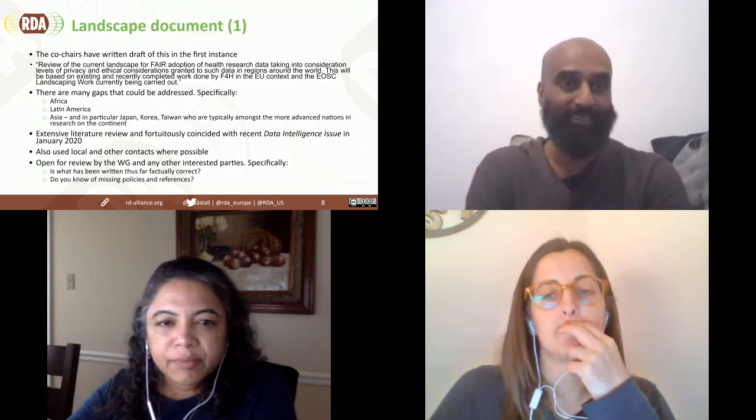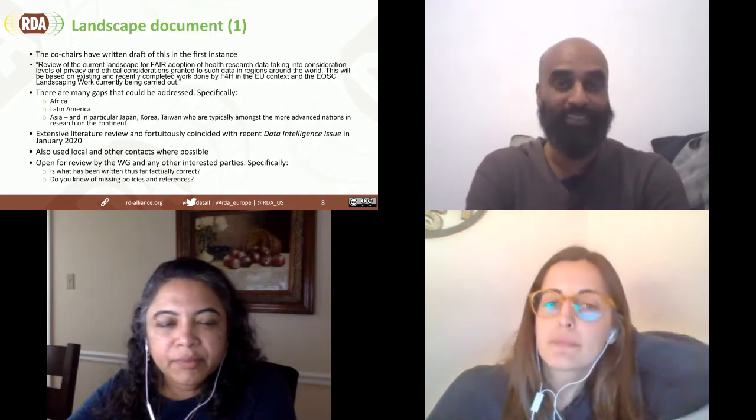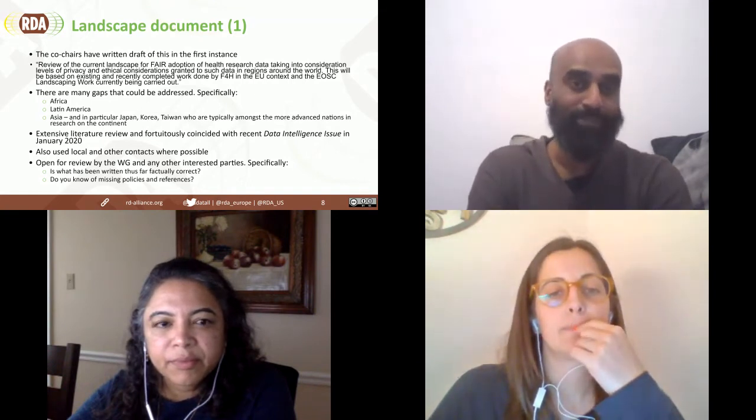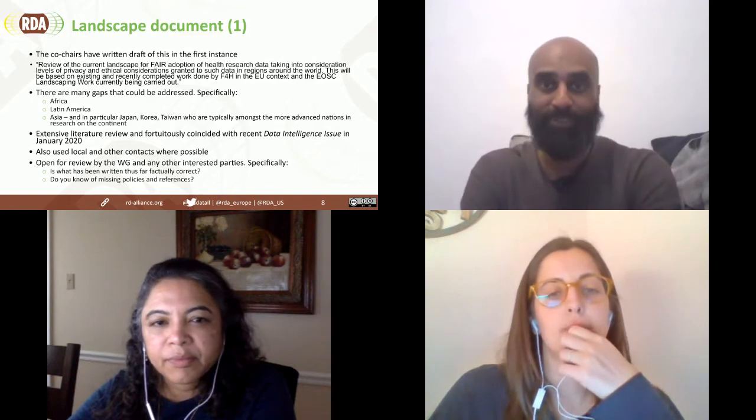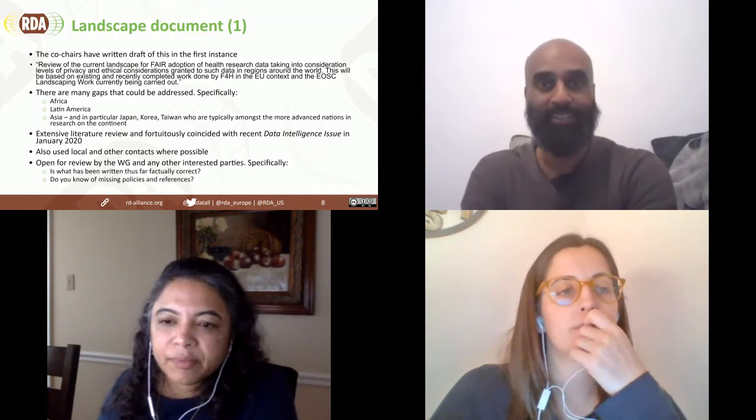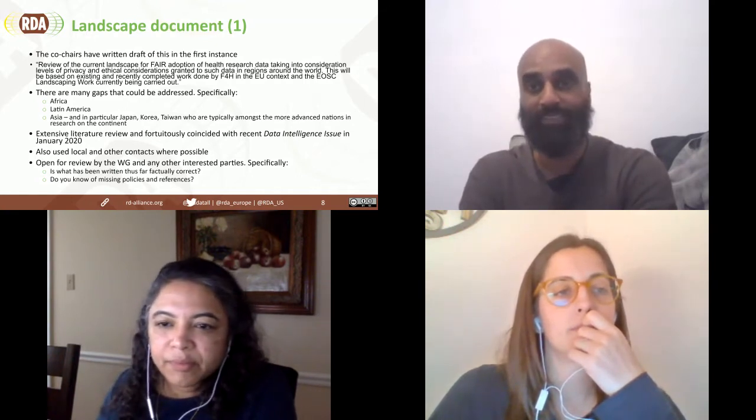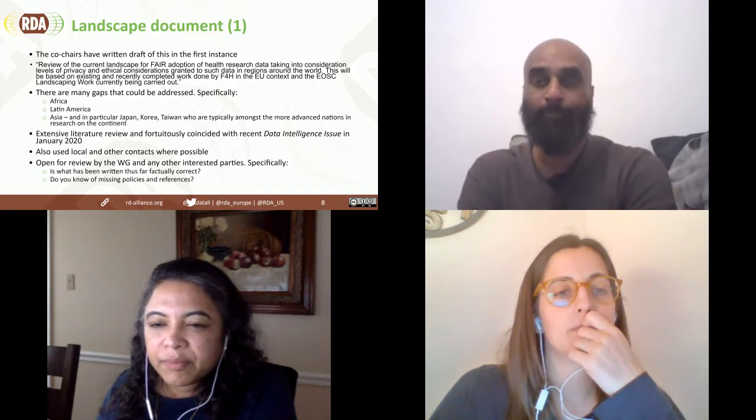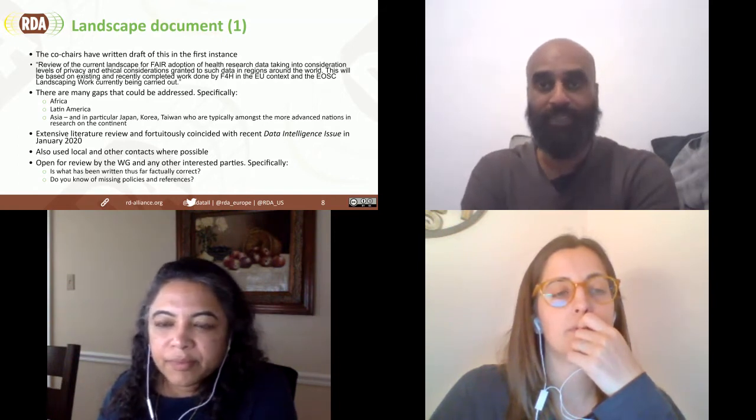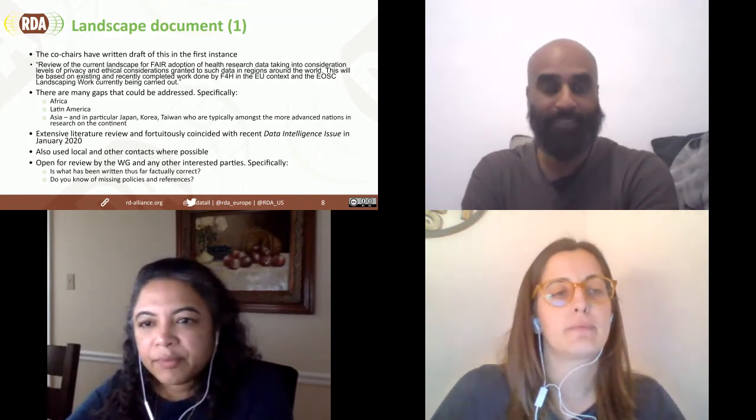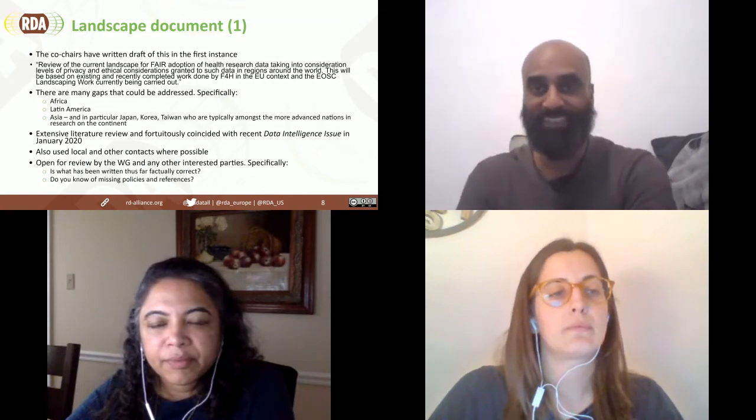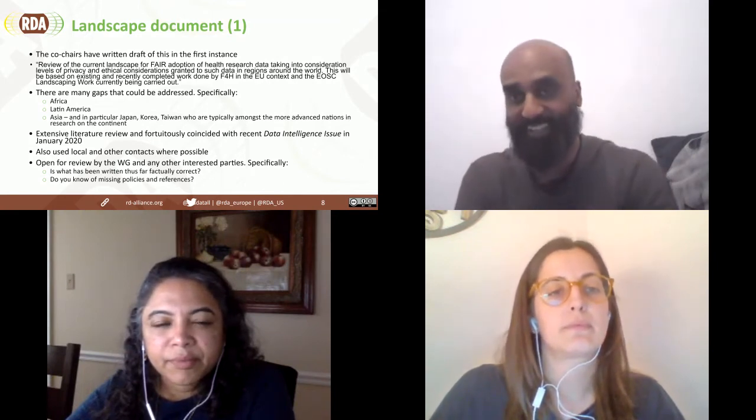This statement in the second bullet point is actually taken from the case statement. So what we wrote at the time was review of the current landscape for fair adoption of health research data, taking into consideration levels of privacy and ethical considerations granted to such data in regions around the world. This will be based on existing and recently completed work done by Fair for Health in the EU context and the EOSC landscaping work currently being carried out. That should have actually been in the past tense because that's been done.